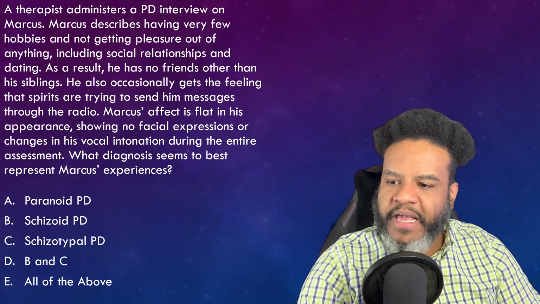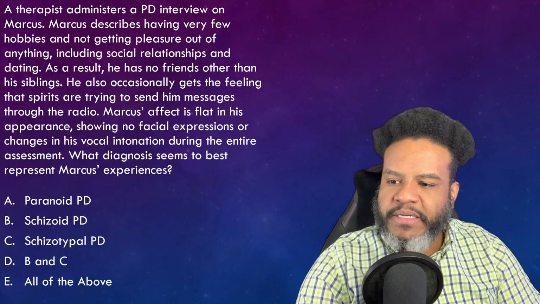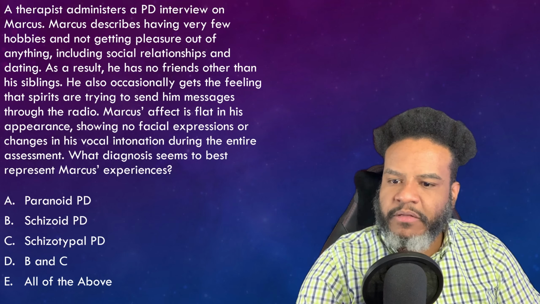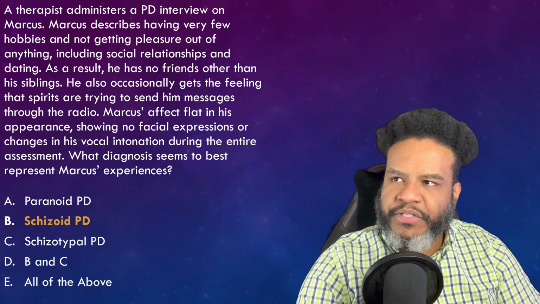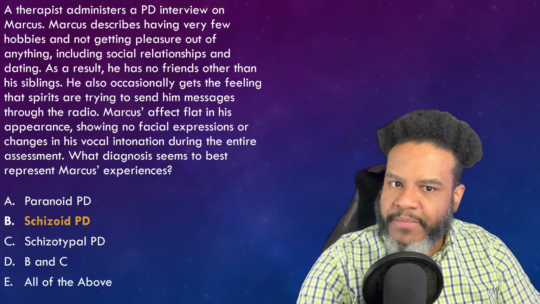So let's take a look right here. A, paranoid. B, schizoid. C, schizotypal. D, B and C. E, all of the above. Let's take a look right here. There you go. Schizoid personality disorder. Does it make sense? Email office hours.